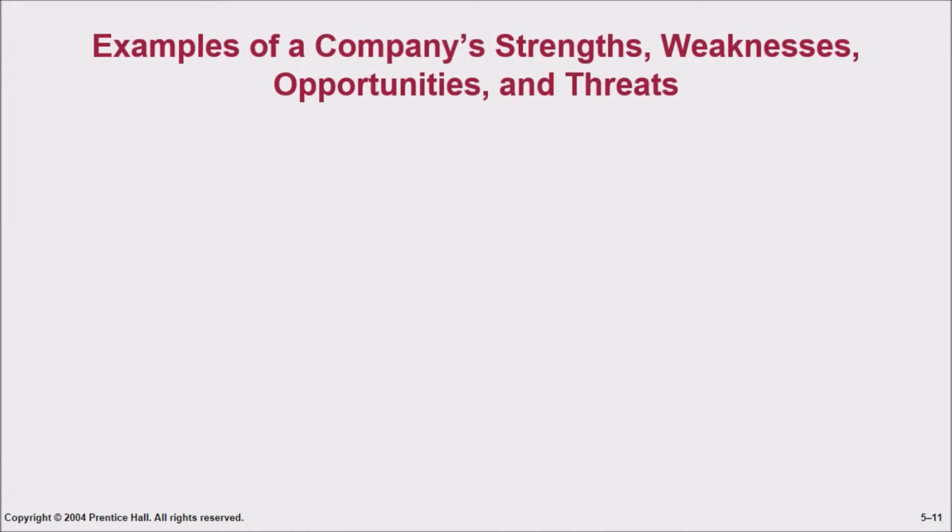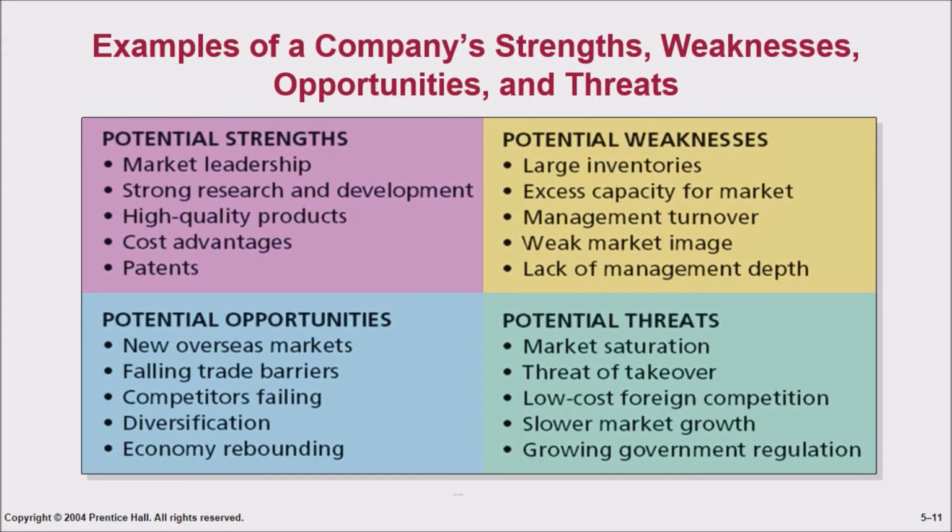Examples of a company's strengths, weaknesses, opportunities, and threats. Following are the potential strengths of a company: market leadership, strong research and development, high-quality products, cost advantages, and patents. Following are the potential weaknesses of a company: large inventories, excess capacity in the market, management turnover, weak market image, and lack of management depth. Potential opportunities of a company are: new overseas markets, falling trade barriers, competitors failing, diversification, and economy rebounding. And the potential threats of a company are: market saturation, threat of takeover, low-cost foreign competition, slower market growth, and growing government regulation.